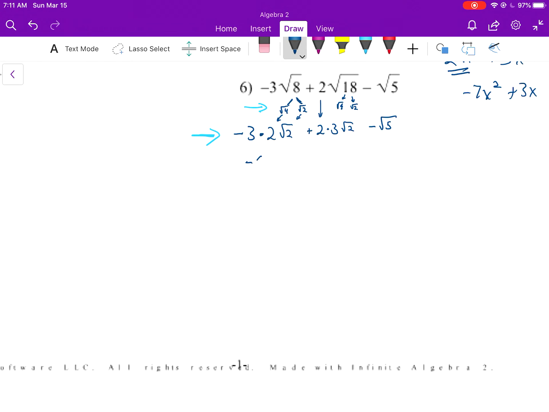So here we have negative 6 root 2 plus 6 root 2 minus root 5. Well, these are like terms. Negative 6 root 2's plus 6, well, that's a 0. So actually all we have for this one, our answer is negative root 5. And that's how you're going to work through the back part of this paper.